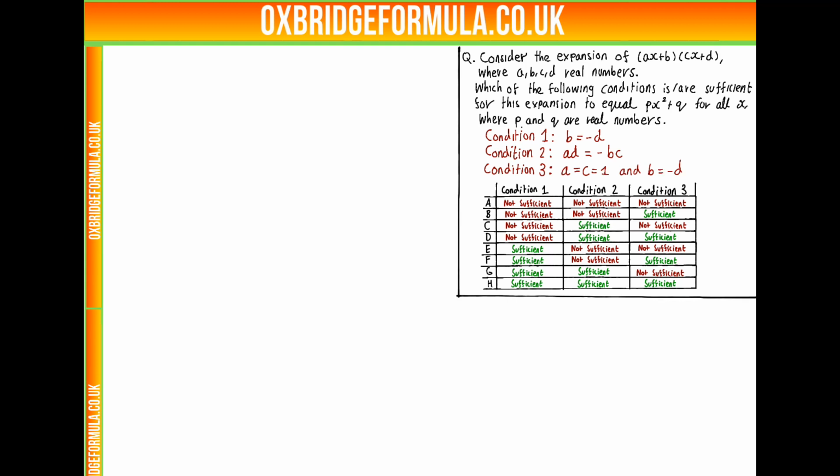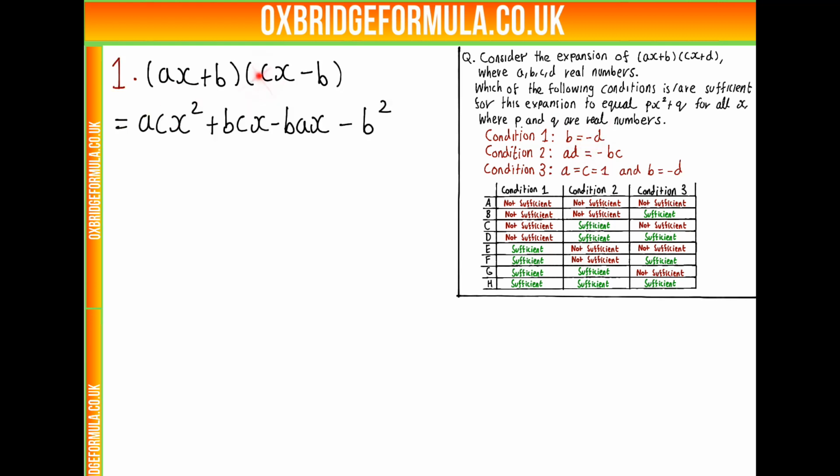So in this question, what we're going to do is look at condition 1, condition 2, condition 3 in turn, and see individually if they're sufficient and then put the table together. So how are we going to do that? Well, let's assume condition 1 is true, b equals minus d, and we're going to see what the expansion of this looks like. So if condition 1 is true, (ax + b)(cx + d) is the same as (ax + b)(cx - b), because b is equal to minus d. So we have acx squared plus bcx minus bax minus b squared.